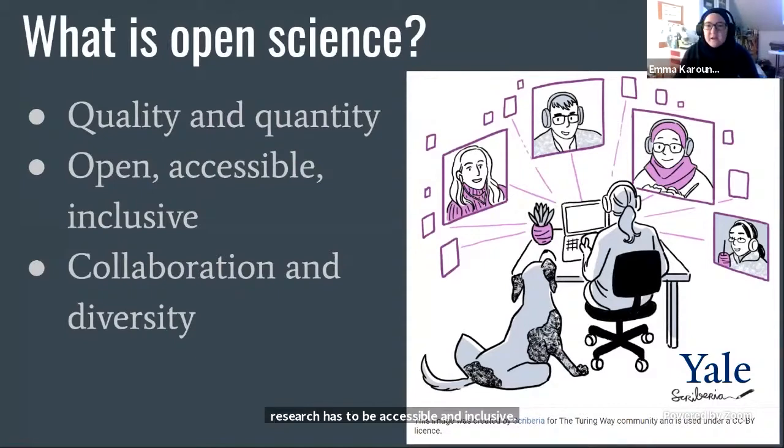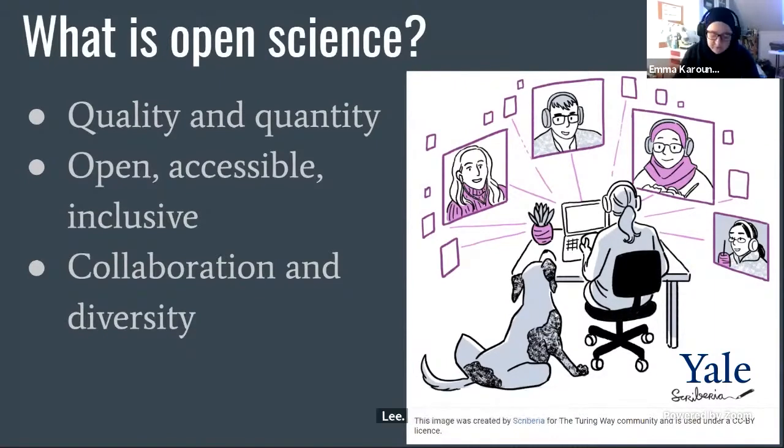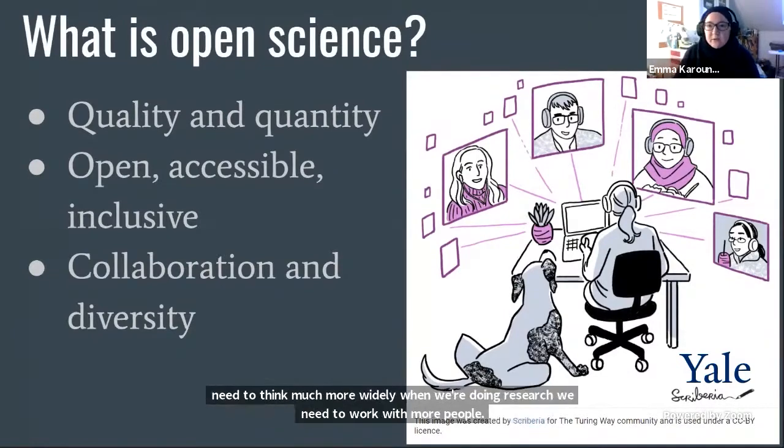And what I mean by this is that we do often get very focused on our own little bit of a project. And actually, I think we need to think much more widely when we're doing research. We need to work with more people. We need to try out different things. And we need to work with very diverse groups of researchers from our own field and also from other fields of science. And actually, I'm finding at the moment this new collaborative remote working that we're all doing because of the COVID-19 pandemic means that you can work with very diverse groups of people across the whole world. And that's something I'm really enjoying doing at the moment.